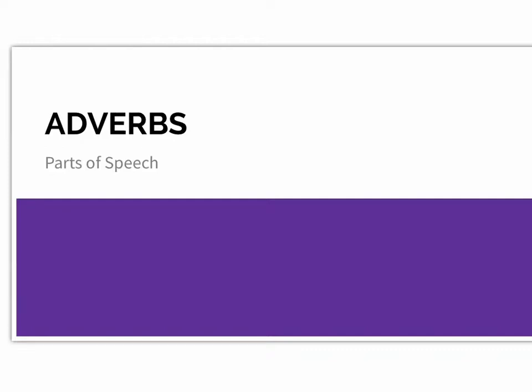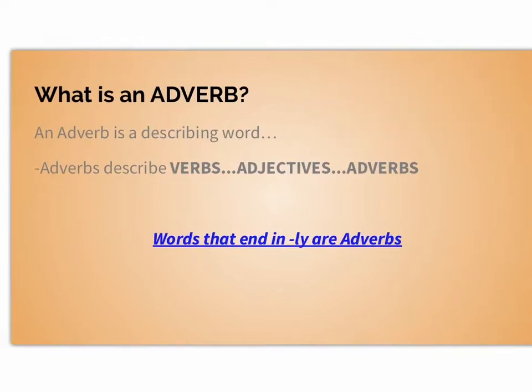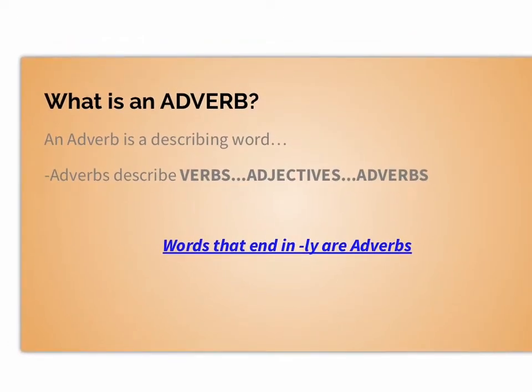So let's get started with adverbs, our next part of speech. All right, what is an adverb? An adverb is another type of describing word. Remember, adjectives describe nouns and pronouns. Adverbs describe verbs, adjectives, and other adverbs. And a hint, 90% of adverbs end in ly, and then you have about 10% that are a few words that do not.